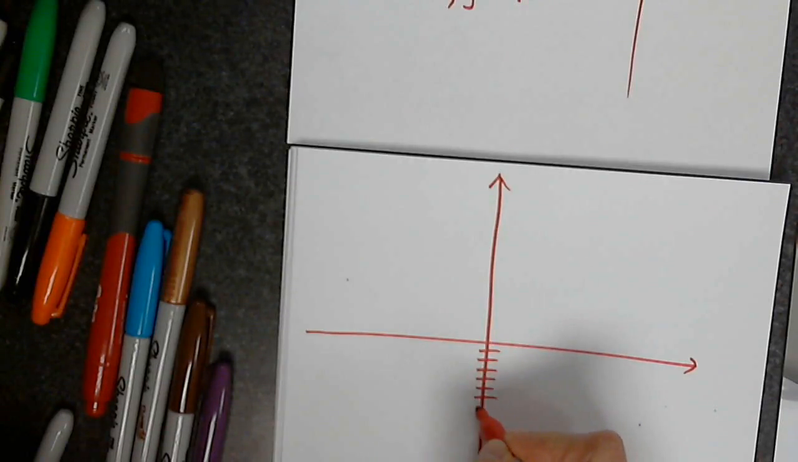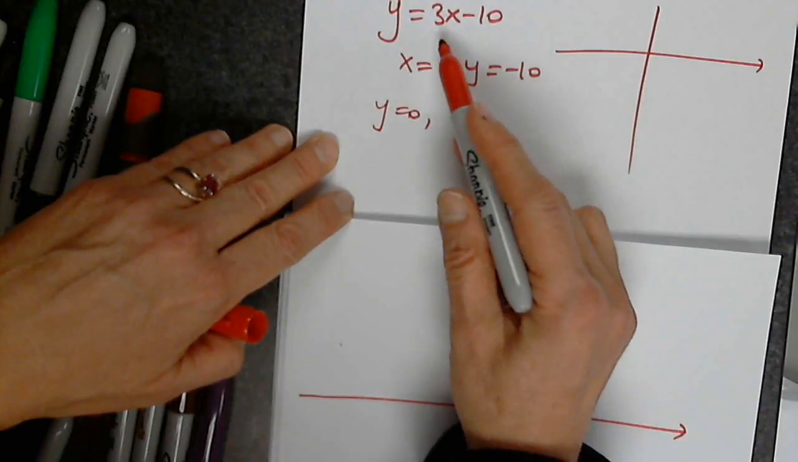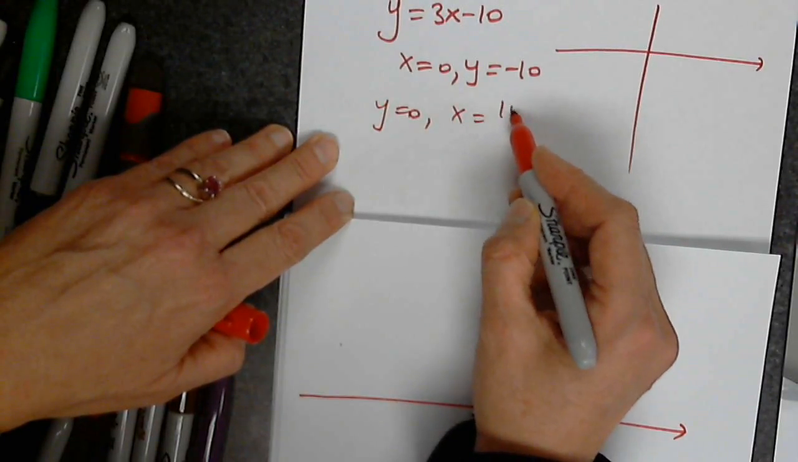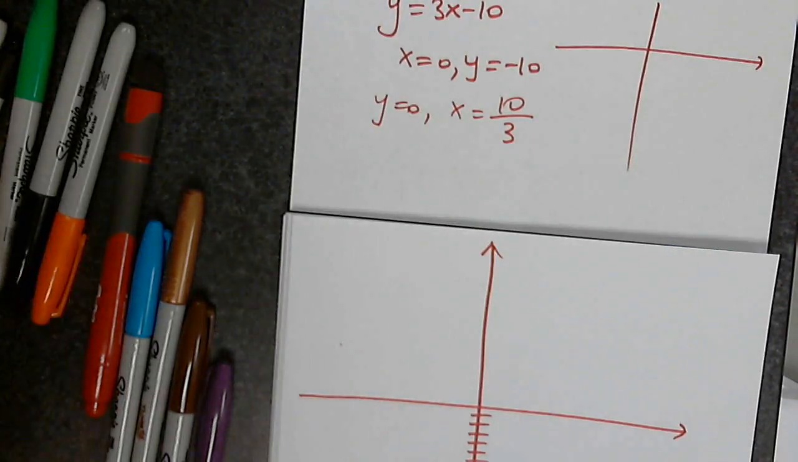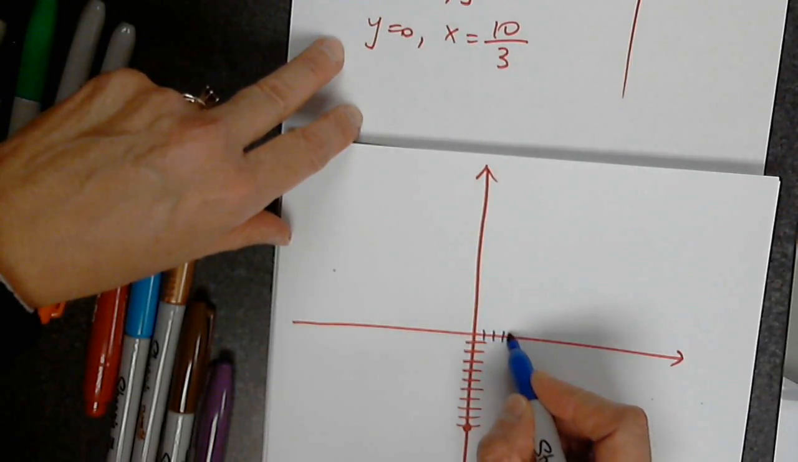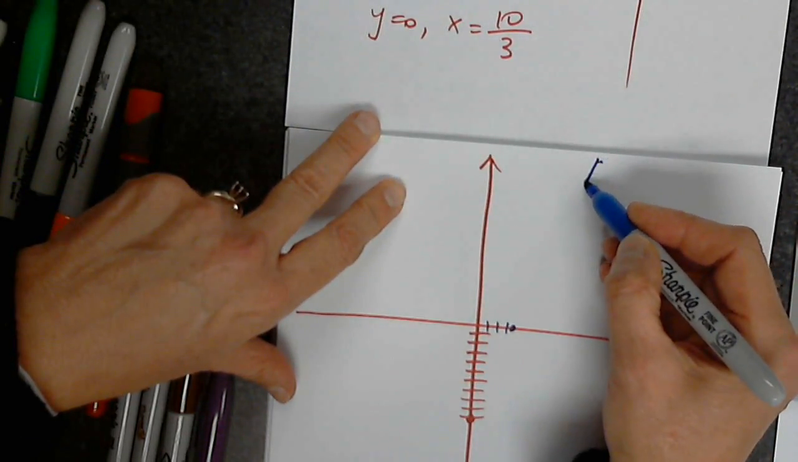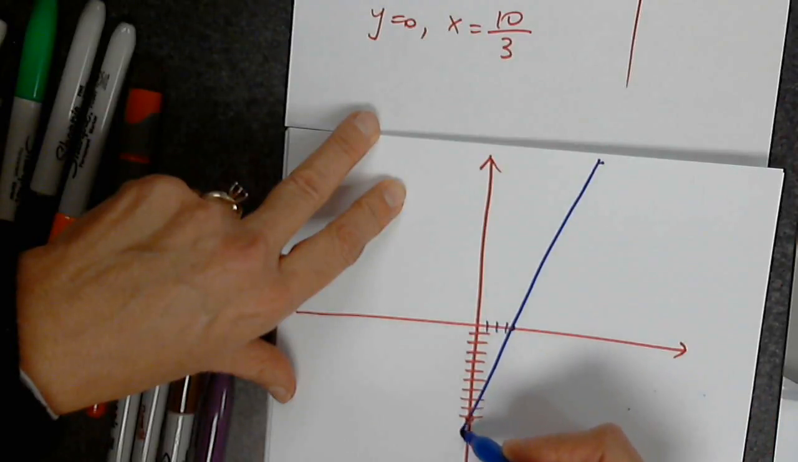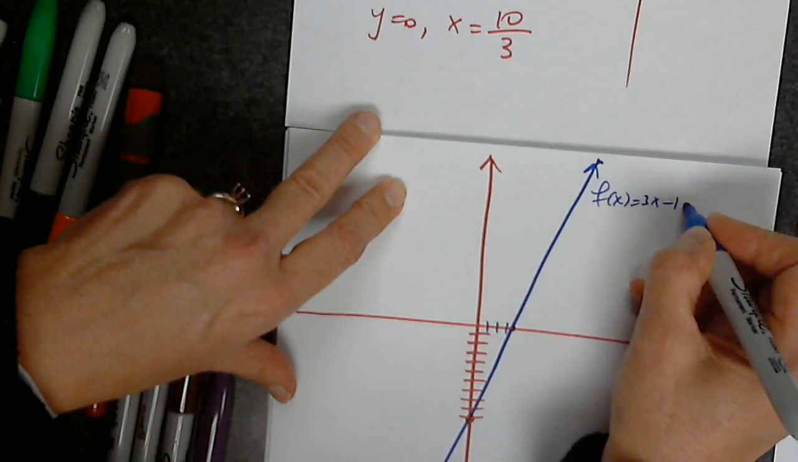X equals 0, y equals negative 10. 1, 2, 3, 4, 5, 6, 7, 8, 9, 10. And when y is 0, I get 10 over 3. Tough. But it's a little bit more than 9. It's a little bit more than 3. 9 divided by 3, right? So 1, 2, 3, right here, let's say. I draw the line. So this is f of x, which is 3x minus 10.